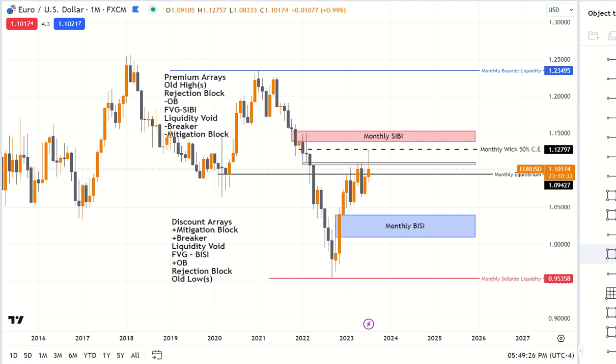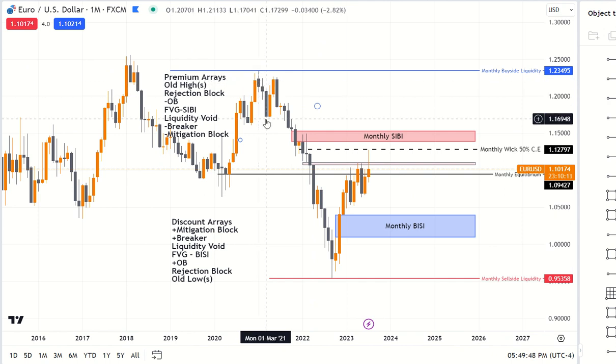All right. And then we have, what else has not been seen here? Well, that's the monthly SIBI that I like. So for my premium arrays here, what do I have? I have my old high, right? I have my rejection block here, right?